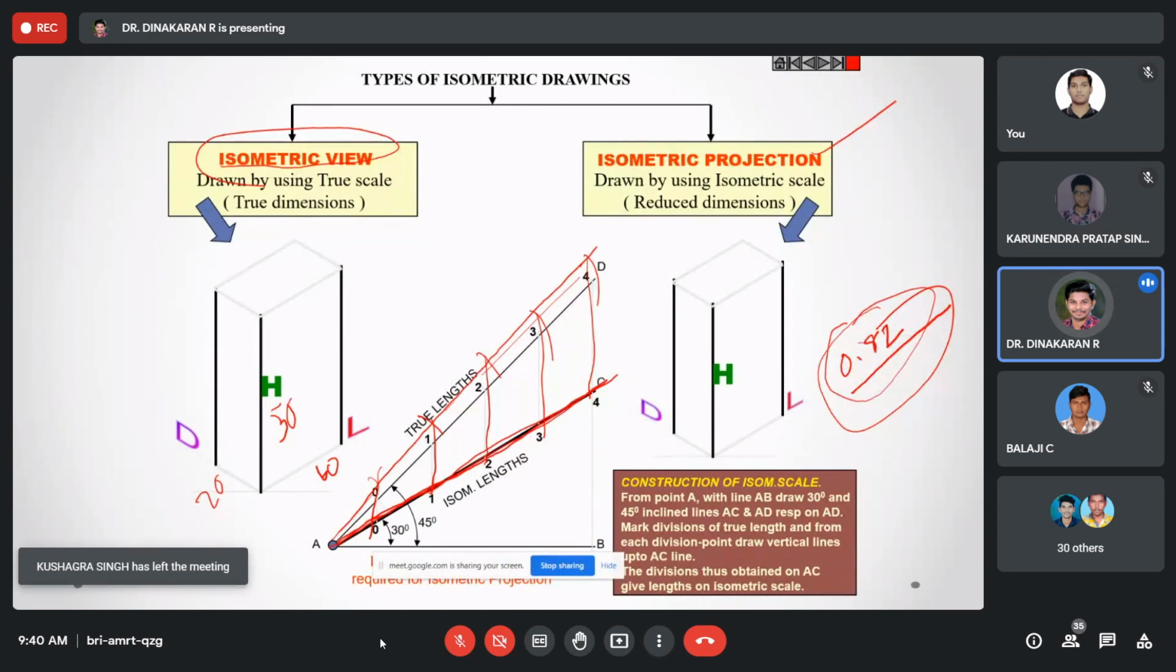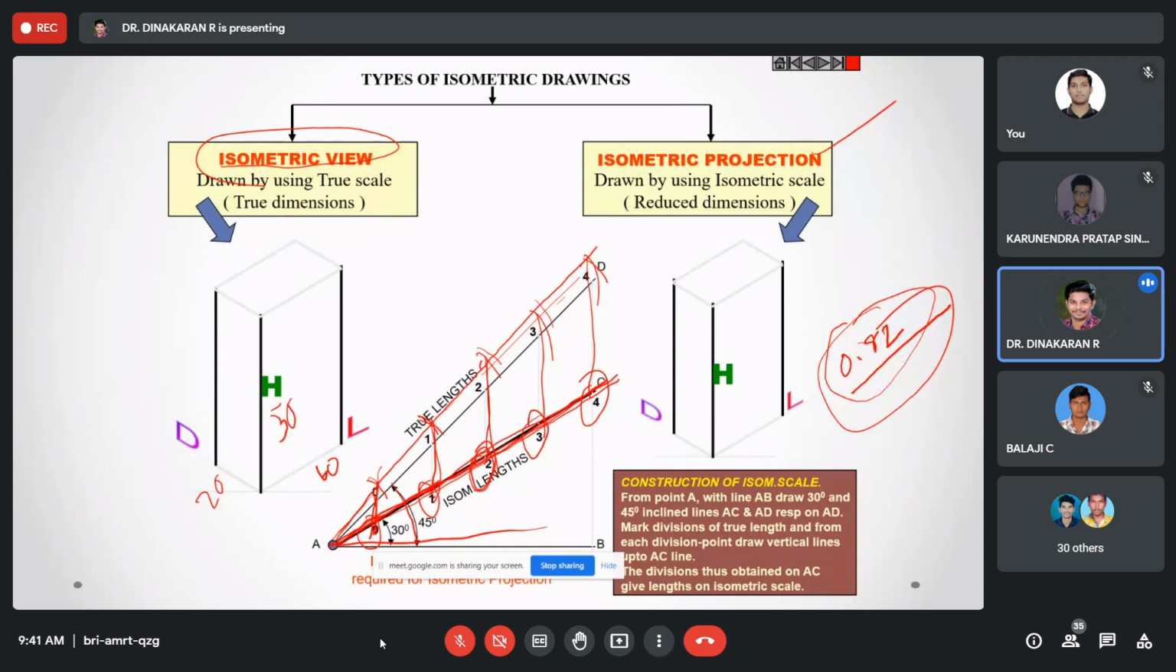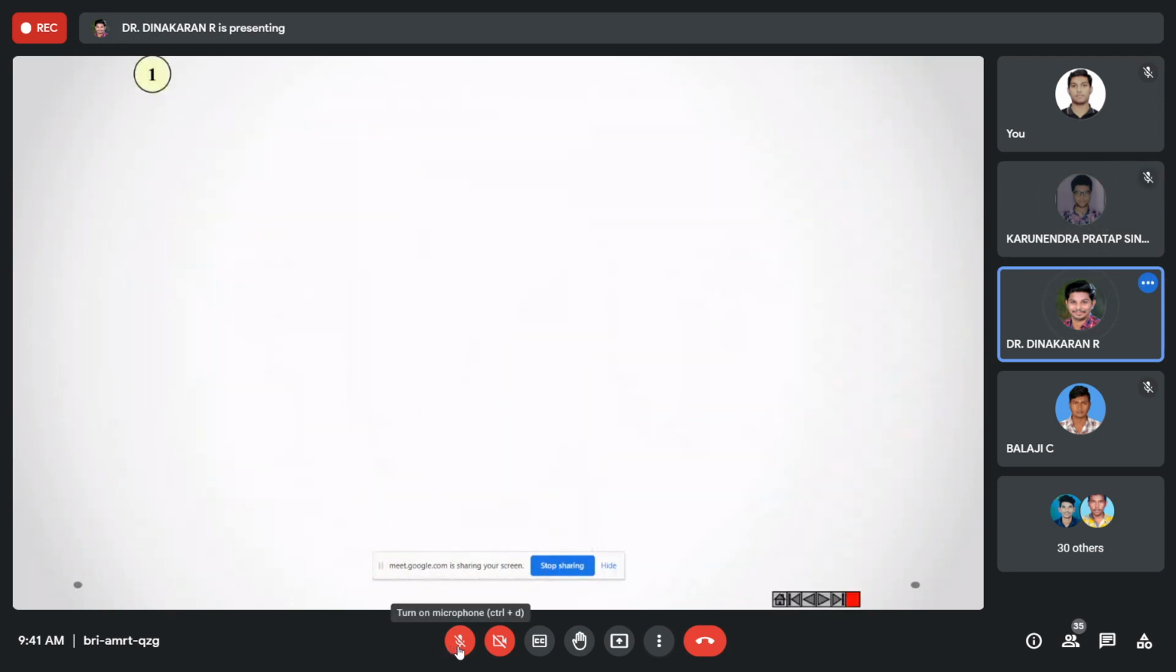Once again, I am telling you. First, draw a horizontal line. Then with that horizontal line, draw a 45 degree angle line, and mark the true length, dividing it into 4 or 5 divisions. After that, draw a 30 degree line. Then draw parallel straight lines connecting the marked points on the 45 degree line to the 30 degree line. That is the reduction. This 0 and this 1, 2, 3, 4 is the isometric scale. This is a reduction scale. Any doubt on this division? No, sir. Otherwise, you can directly go for 0.82.